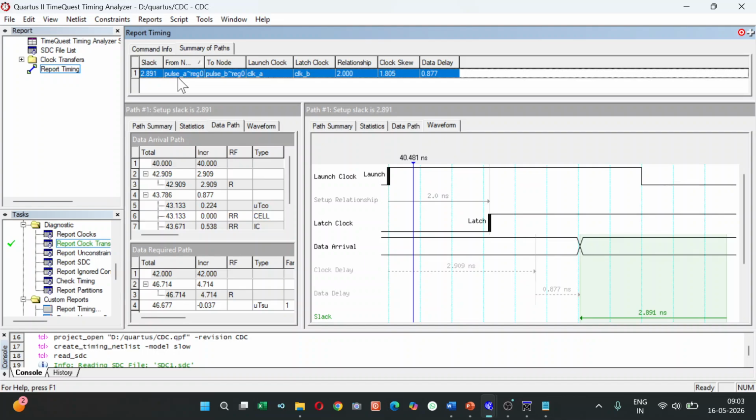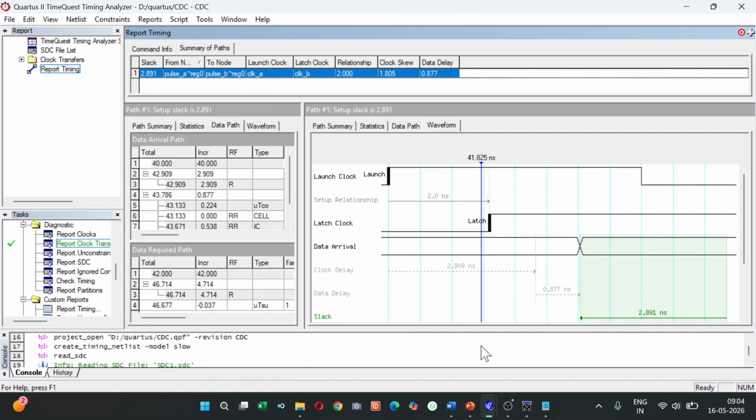Here you can see from node to node. In the from node A tab, pulse A, and to node, pulse B. Now you can see both nodes are controlled by clock B, but pulse B should be launched by the clock B, not the clock A, and this is why CDC matters.